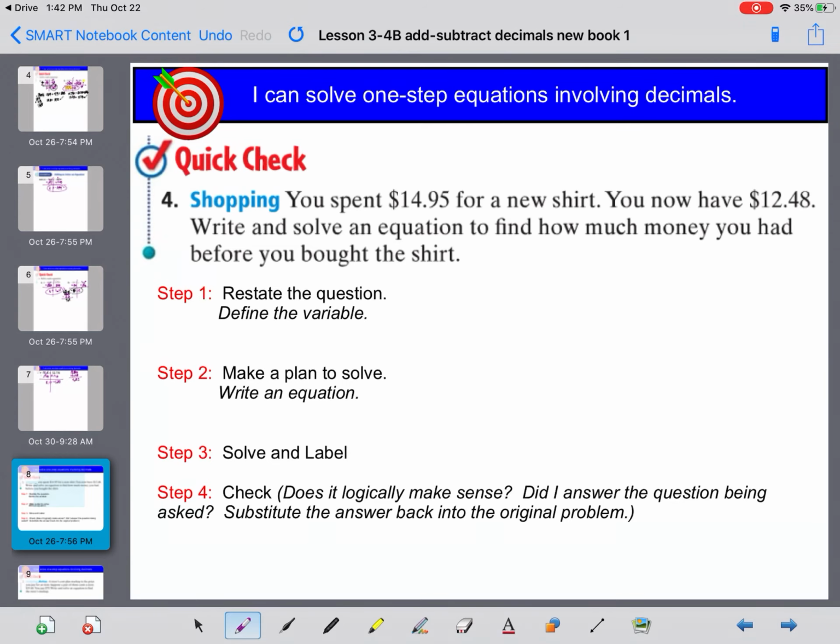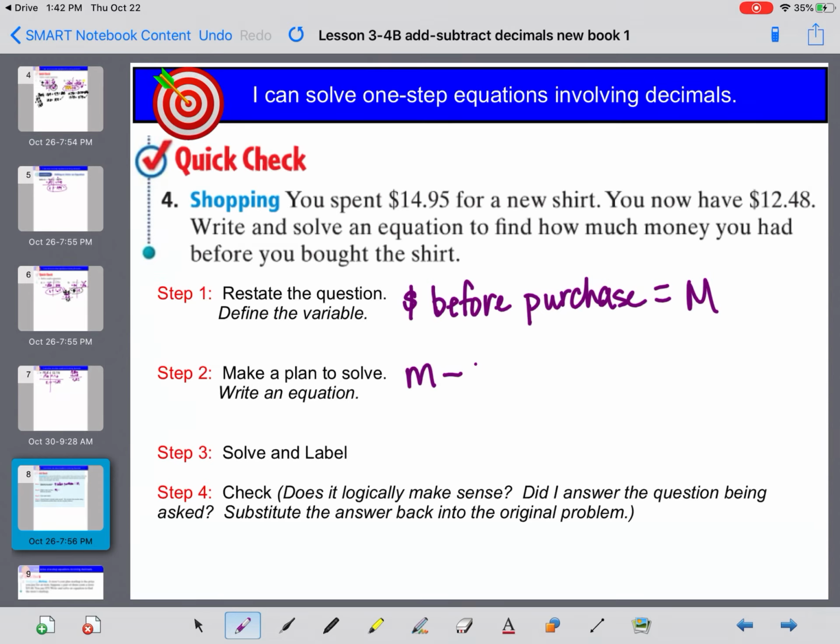Well, I know that if I took the amount of money I had, money before purchase, or my beginning money, is M. So if I take the money I had and I subtract the money I spent, that should give me $12.48. Does that match? Let's double check.